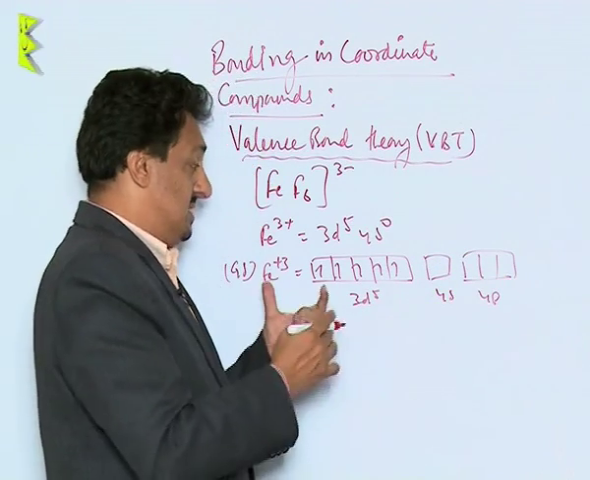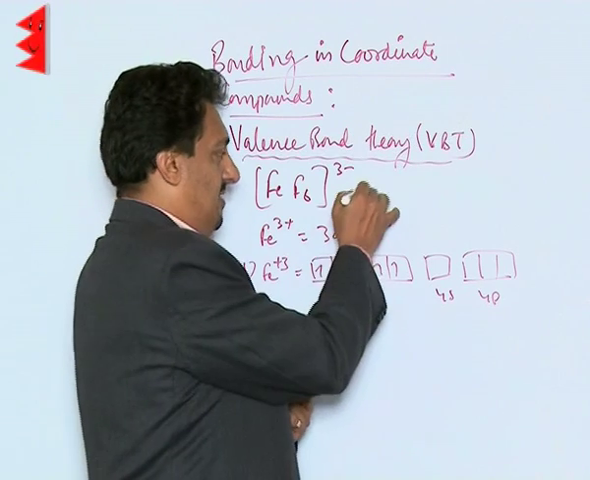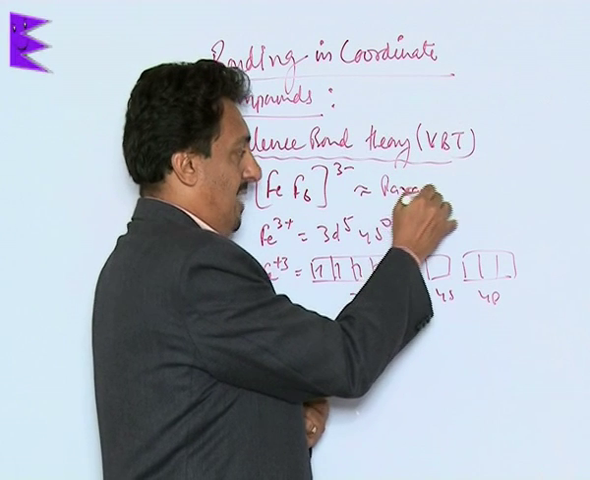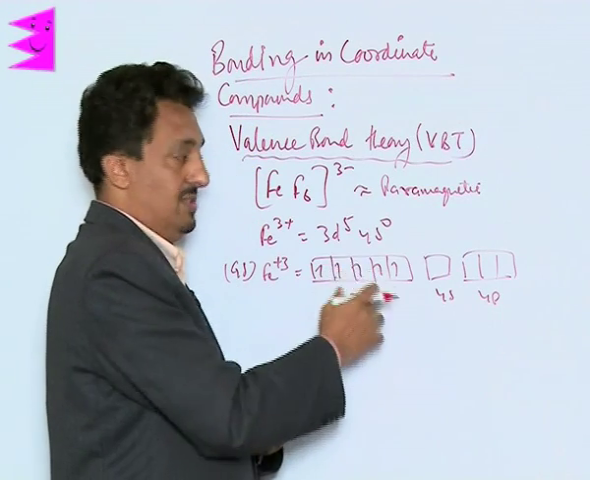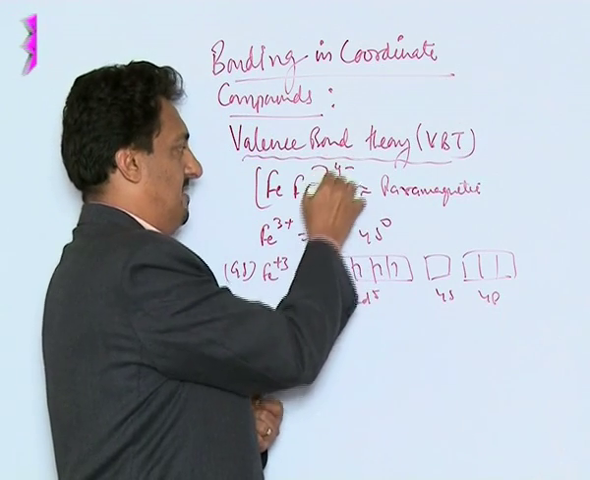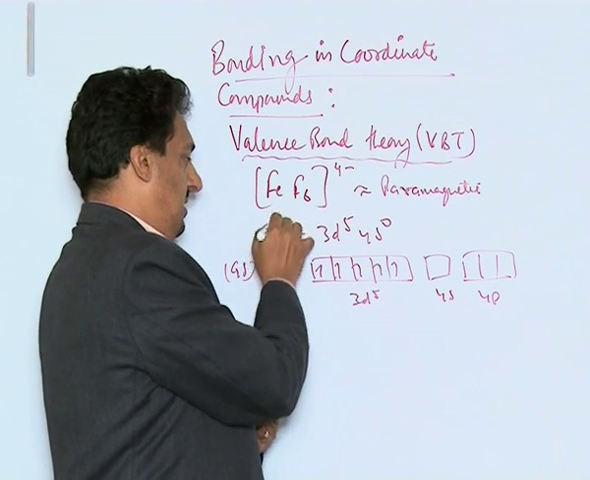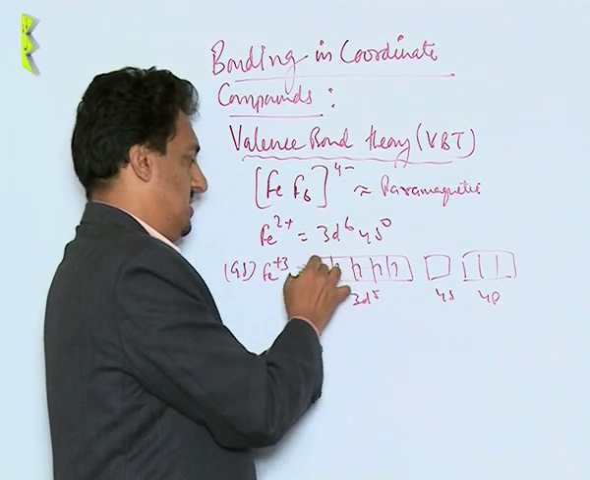Now we again have to rely on the magnetic moment data as per this theory, and the magnetic moment data says it is paramagnetic in nature. What does it mean? Let me give you another example. Let us take 4 minus here, not 3 minus, so there will be no confusion, because this will be 2 plus, so it will be 6.